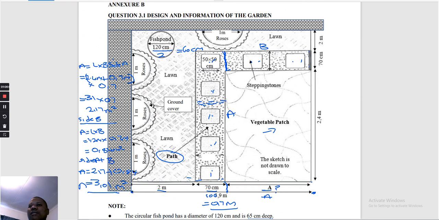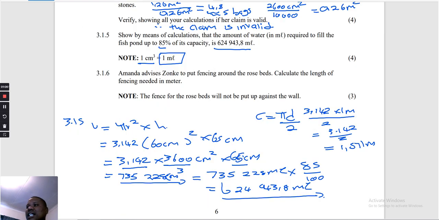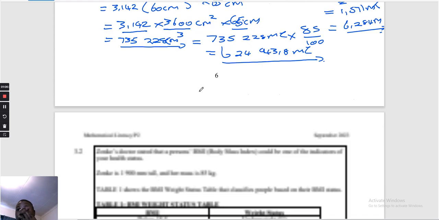Now, how many rows do we have? We have 1, 2, 3, 4. We have 4, then we multiply that by 4 because that is the fence for 1 row. So we multiply this by 4, and it gives us 6,284 meters. Okay, so we are not done. We still have another one to go.